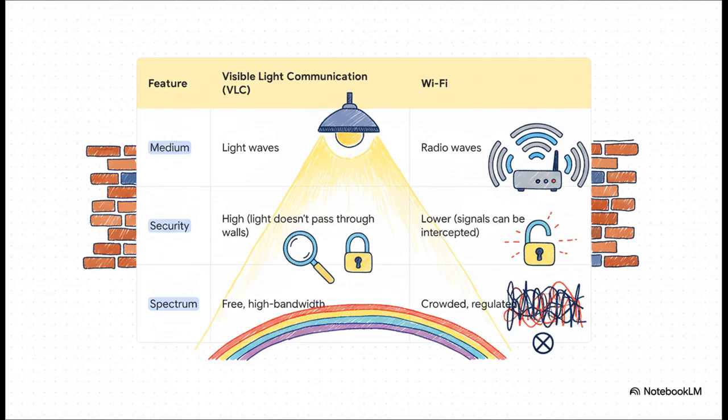Well, for one, security. Radio waves go right through walls. That's why someone can sit in a car outside and try to hack your Wi-Fi. But light can't pass through a solid wall. So with VLC, your physical walls literally become your firewall. If you can't see the light, you can't get the data, period. Plus, the visible light spectrum is absolutely massive and free to use, unlike the radio frequencies that Wi-Fi has to fight over, which are getting more crowded by the day.